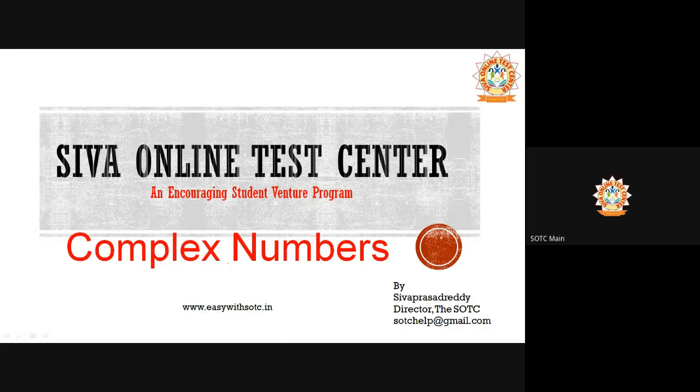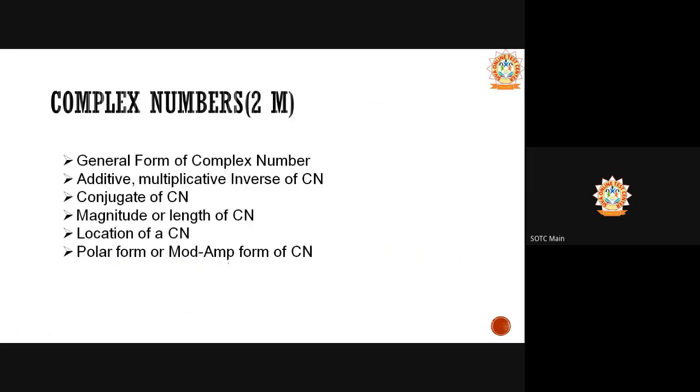Complex numbers. From this chapter, you will get 2 marks. You can see the topics here: the general form of a complex number, additive inverse and multiplicative inverse of complex numbers, conjugate of a complex number, and magnitude or length of a complex number. From these 4 parameters, you will get 1 mark for sure. And the remaining 2 parameters are the location of a complex number and the polar form or mod-amplitude form of a complex number.